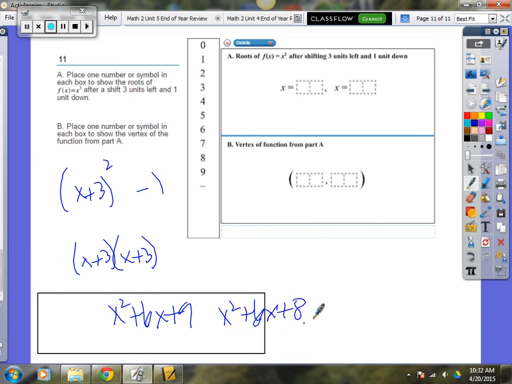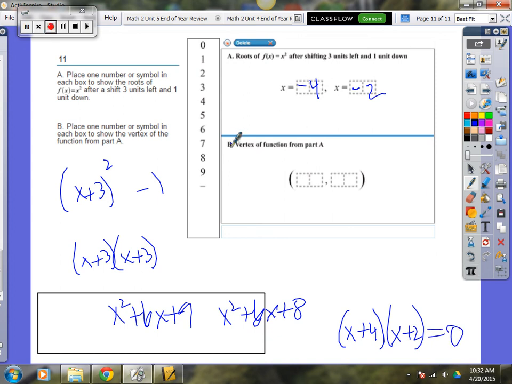Okay, now this is what we've got to look at. We've got to factor this. What's going to multiply to give you 8 and add to give you 6? That's going to factor to be x plus 4 times x plus 2. So 4 and 2 add to give you 6, multiply to give you 8. So your roots are going to be negative 4 and negative 2. Those are where the roots will be. That's what's going to give you a 0.